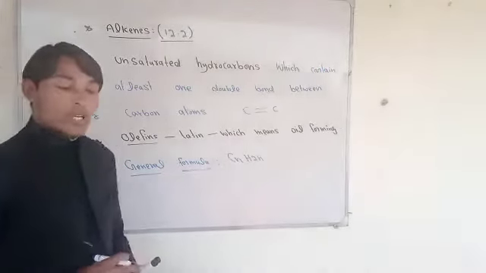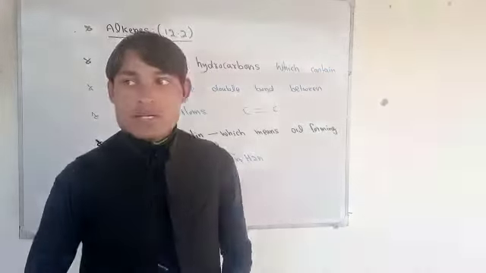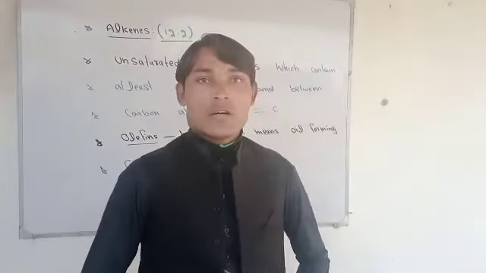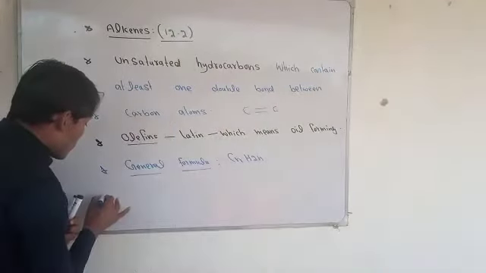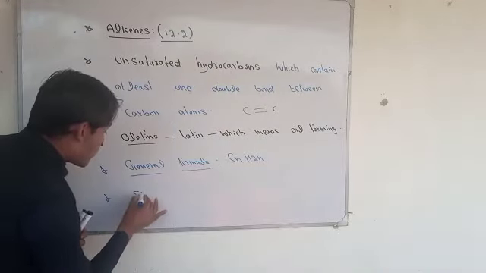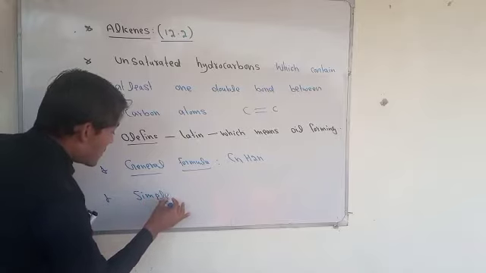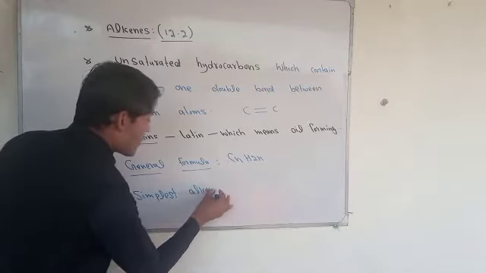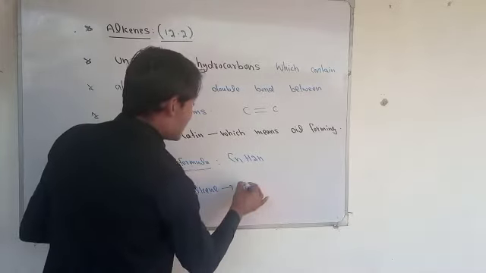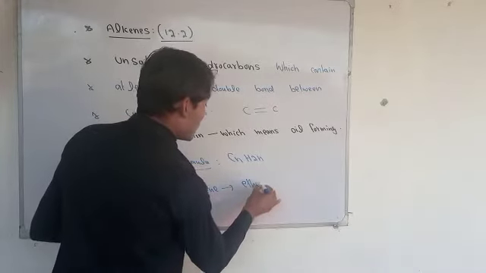Now the fourth point about the properties of alkene is that the simplest alkene is called ethene.